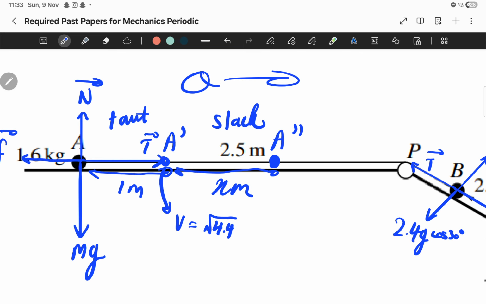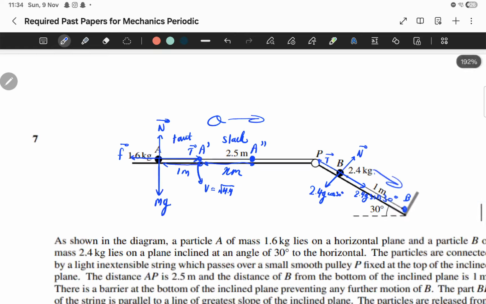This is after the string slackened and transferred all its energy. Speaking of which, that's actually a really nice way to solve it. You can use the work-energy theorem, if you remember it from last year. Here, there are no more tensions. This is very crucial: there's no more tension. And it stopped moving here.